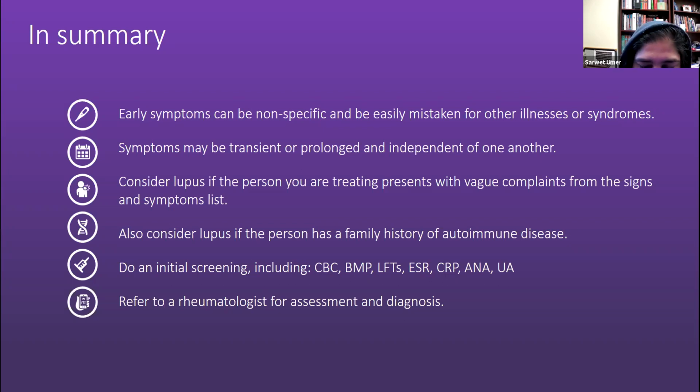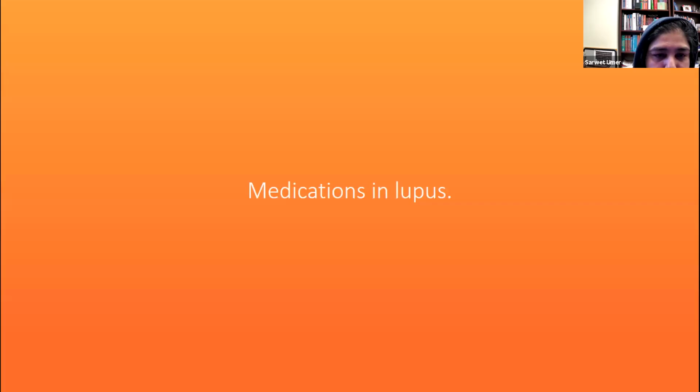Anti-Ro and La are also checked in many centers as part of autoantibodies, and they are considered part of Sjogren's syndrome. Secondary Sjogren's syndrome can coexist with lupus, but remember anti-Ro and La are not part of the diagnostic criteria. Refer the patient for assessment and diagnosis when you find a lupus patient.